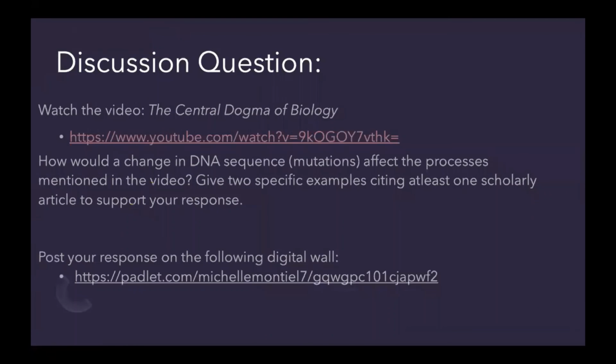All right, so after we've discussed the composition and the function of nucleic acids and of course how important they are, we do have a discussion question for you. This one pretty much reviews or gives you a recap of the central dogma of biology. We would like for you to go and watch the video. And once you've seen it, we want you to think about how DNA is the instructions for RNA and eventually to create a protein. The question we would like for you to answer is, how would a change in DNA sequence, which we call mutations, affect the processes mentioned in the video? Give 2 specific examples, citing at least 1 scholarly article to support your response.